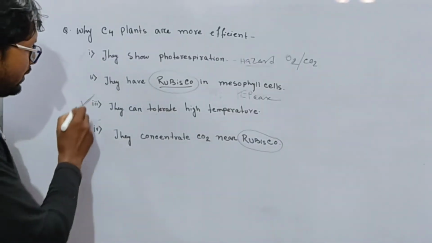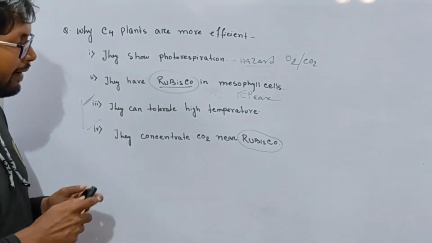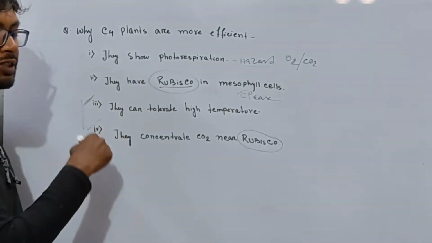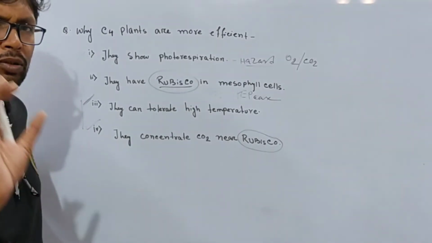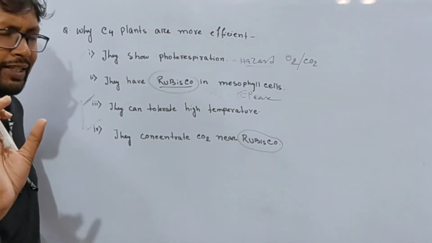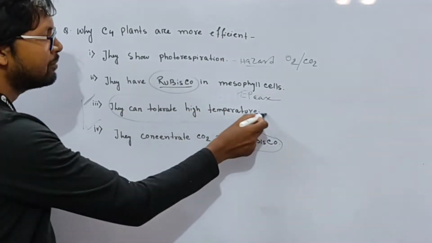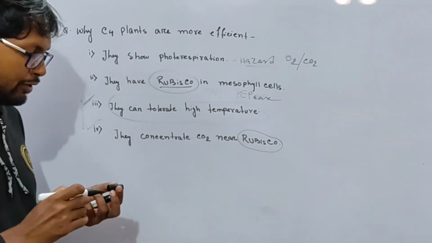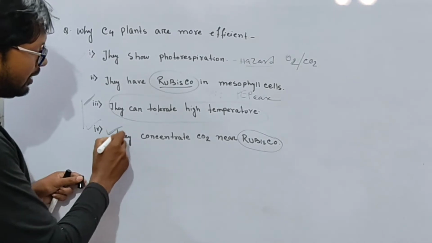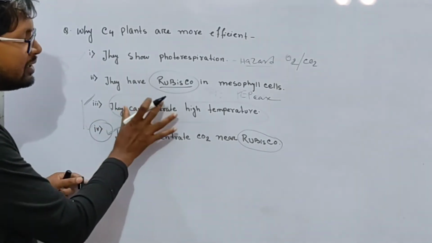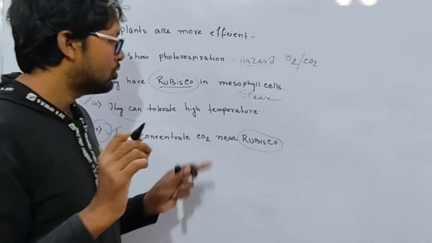When two options seem to be both right, but only one option is allowed, then you have to choose the more relevant, more accurate answer. So "they can tolerate high temperature" is a relative term, but not a perfect, accurate term. But "they concentrate carbon dioxide near rubisco" is an accurate one. So you have to choose this one. This is also right, but this one is more accurate, so you have to choose this.